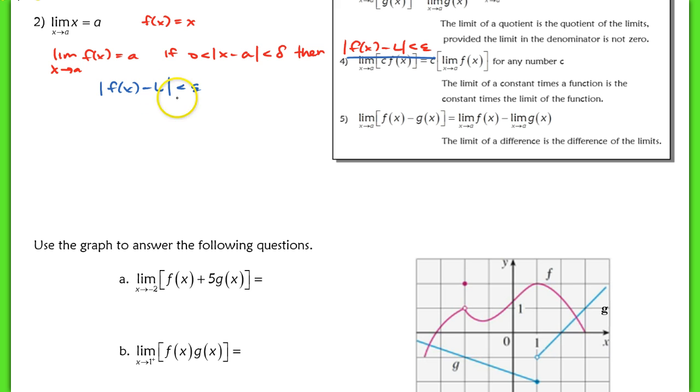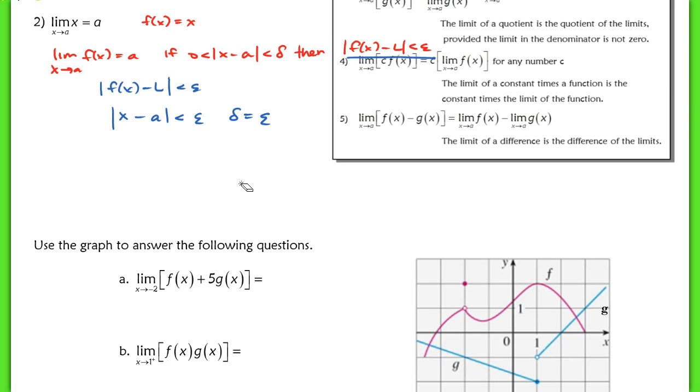Now, we're trying to solve for a delta so that we have it in terms of epsilon. And if we make some substitutions here, f of x is equal to x, and our limit is a. So we have the distance between x minus a is less than epsilon, which means our delta is equal to epsilon. All right, so the point of this scratch work here is normally to find a delta in terms of epsilon. Usually it's something like delta is equal to epsilon over 3. Well, in this case, delta is equal to epsilon.